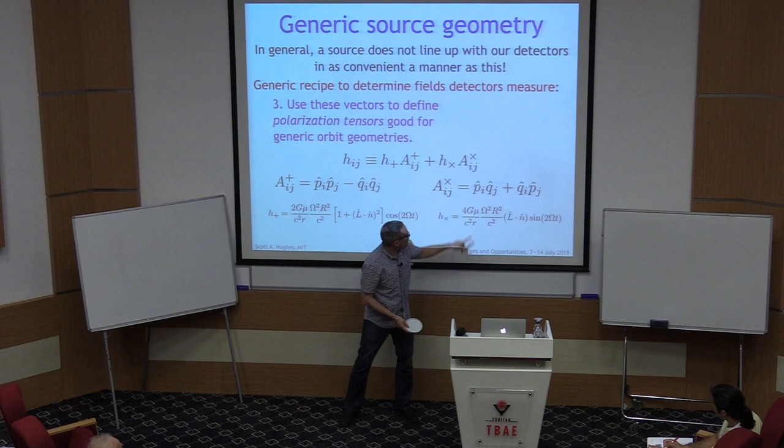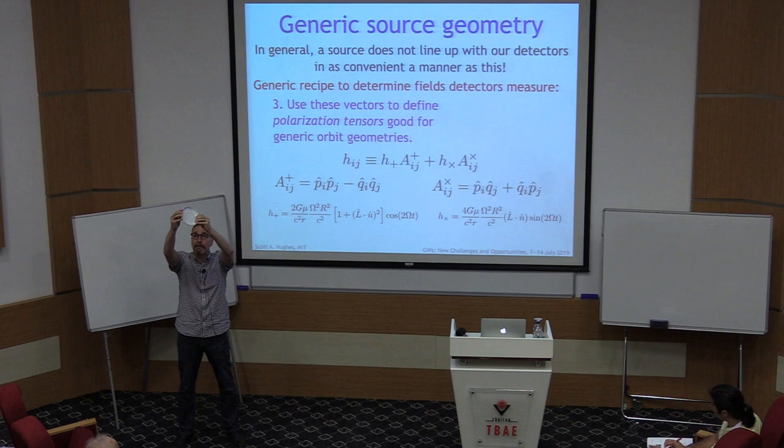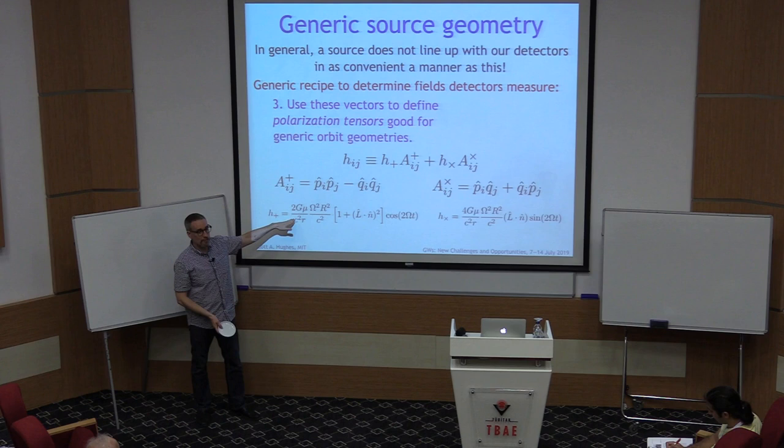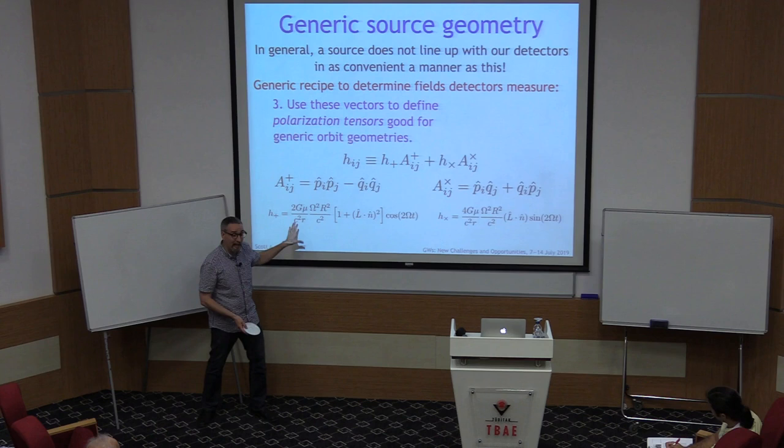As this thing tilts away from directly being along the line of sight, let's say I catch it directly edge on, L dot N is 0, I get no cross polarization, and I get half as much plus polarization. So by independently measuring these two polarizations, if I can, I've immediately learned something important about the geometry of this source.